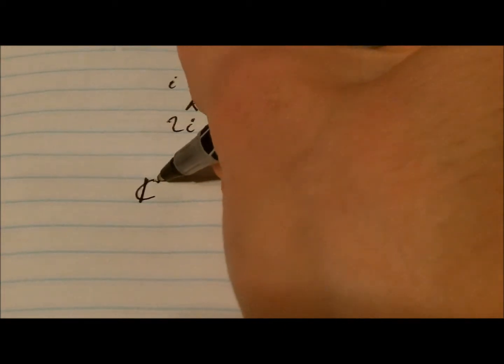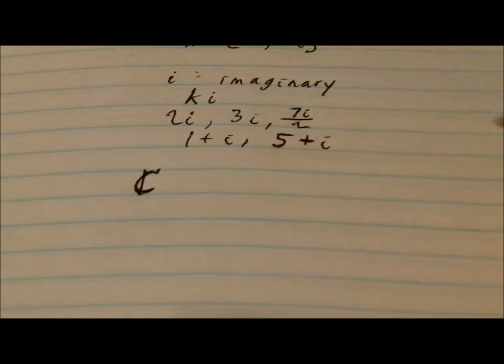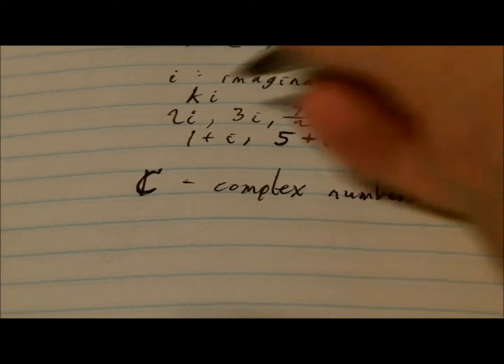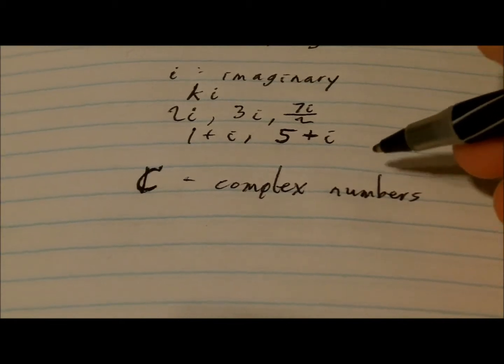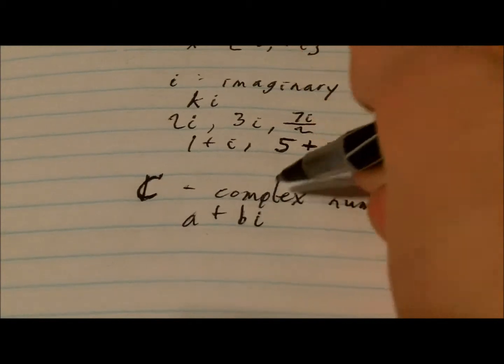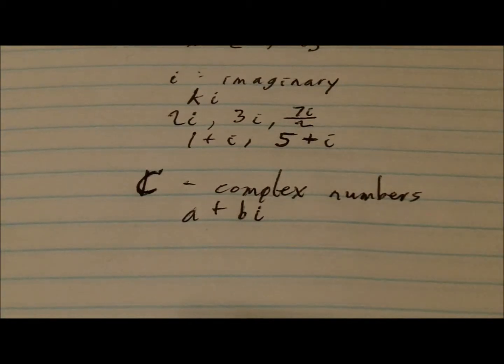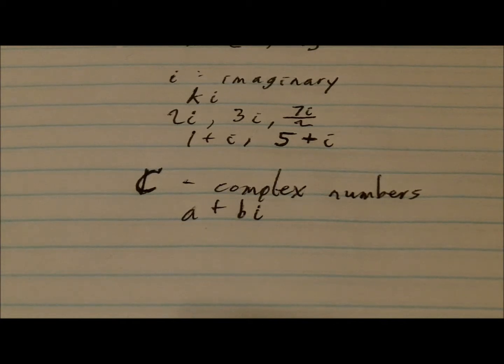But I just alluded to something a lot more important. We're forming this new set, C, the set of complex numbers, which is my favorite set of numbers, actually. It basically means that every number contained in C can be written as a plus bi, where a and b are real numbers.